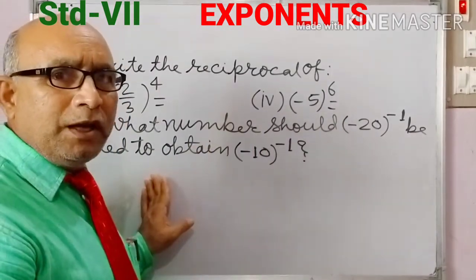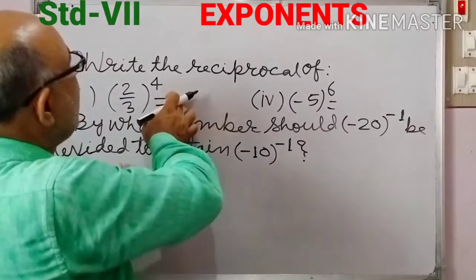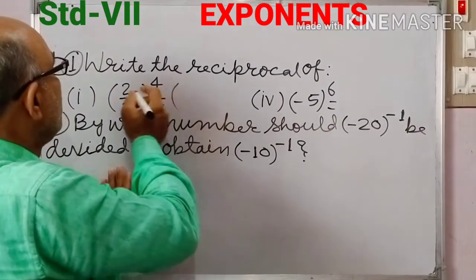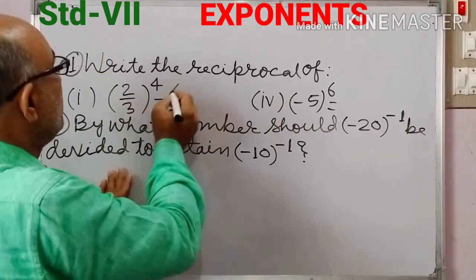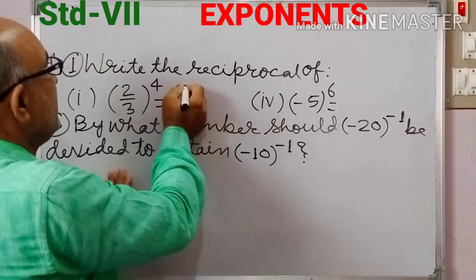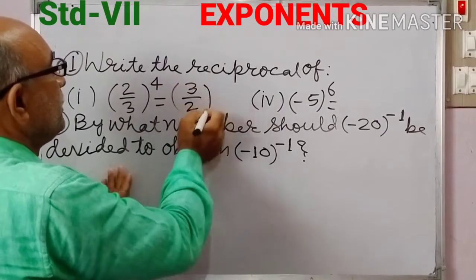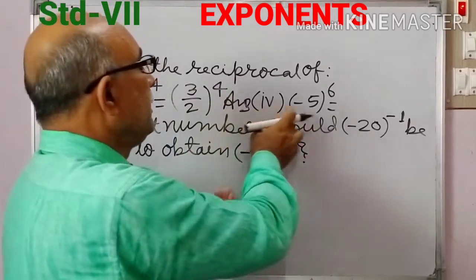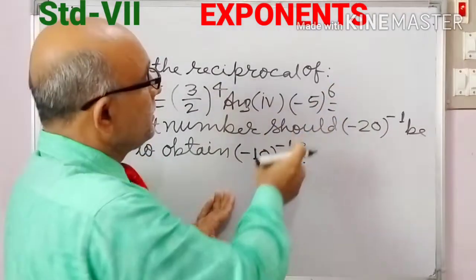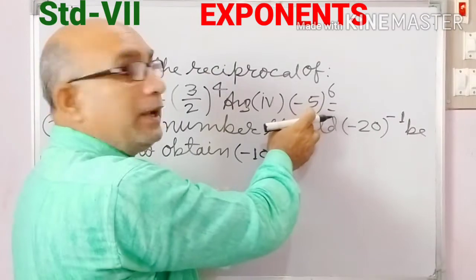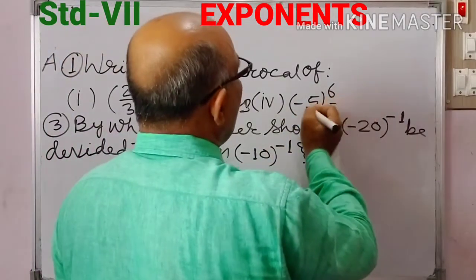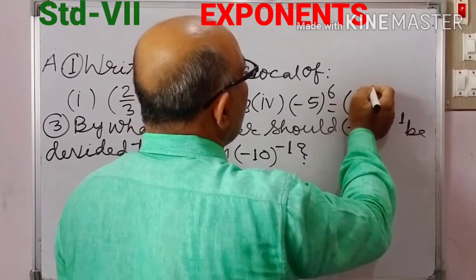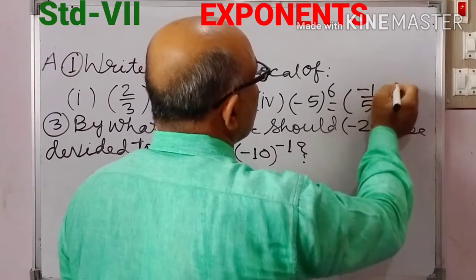Reciprocal or multiplicative inverse, both are same. So the reciprocal of (2/3)^4: a by b changes into b by a, so 2 by 3 changes into 3 by 2 to the power 4. Answer. And question number 4 is (-5)^6. Minus 5 means minus 5 by 1. So the reciprocal of (-5)^6 is (-1/5)^6.